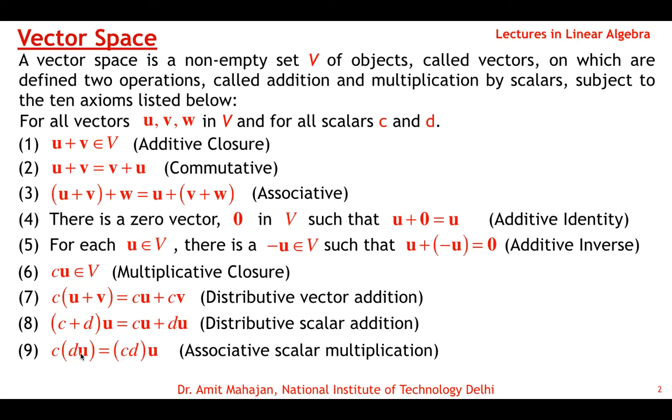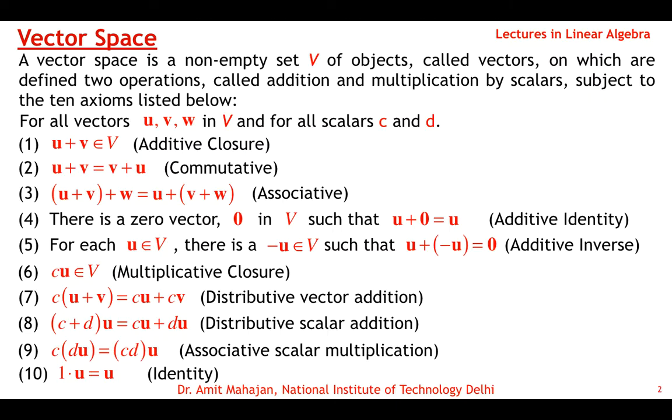Okay, so you scale a vector and then scale it again, or you multiply the two scalars and then scale the vector; it gives the same result. So it is associative scalar multiplication. And finally, there is one last property, which is the identity: 1 times vector u is vector u.